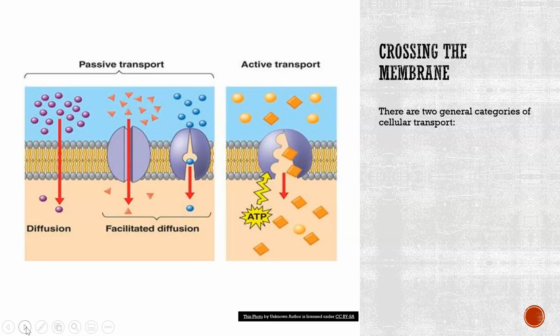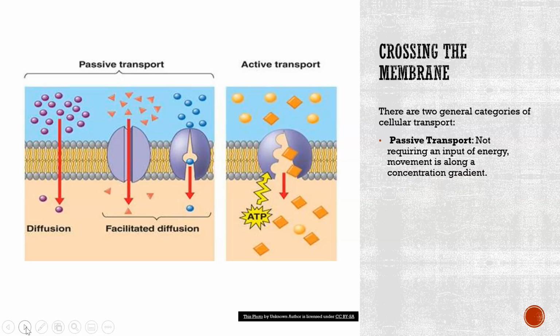Basically what we're looking at is how substances cross our phospholipid bilayer. Whether it's getting in and out of the actual cell or substances crossing in and out of organelles, how do different substances pass across that plasma membrane? And there's two categories, and we can see them in front of us here.